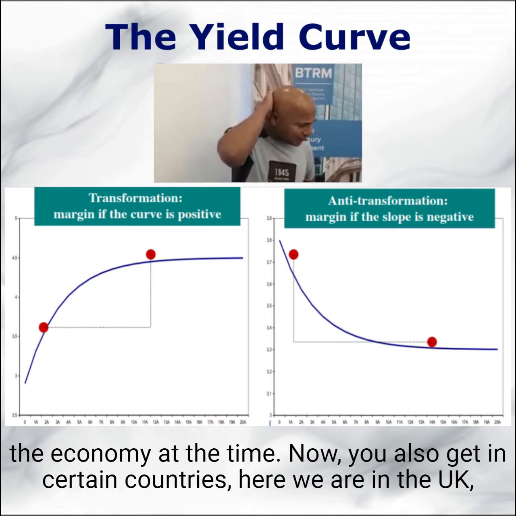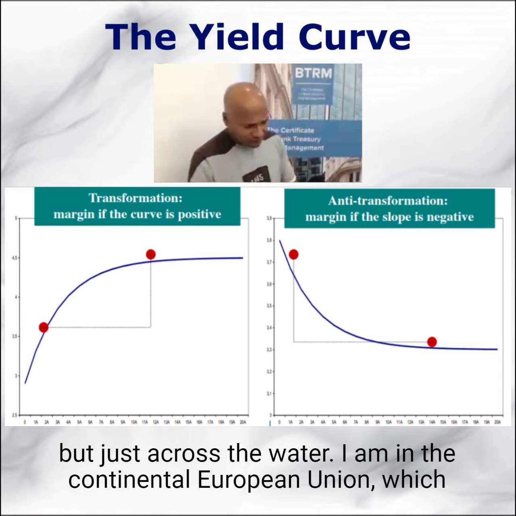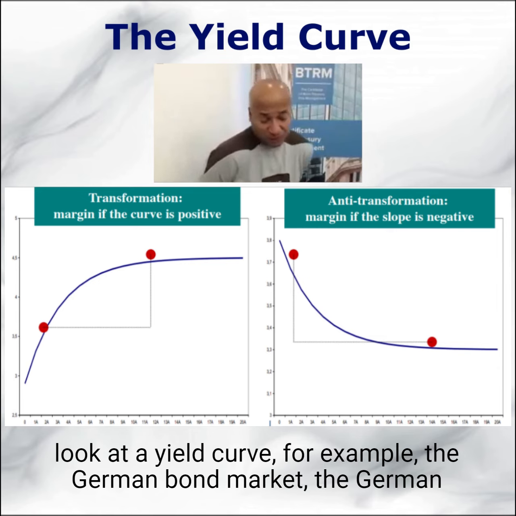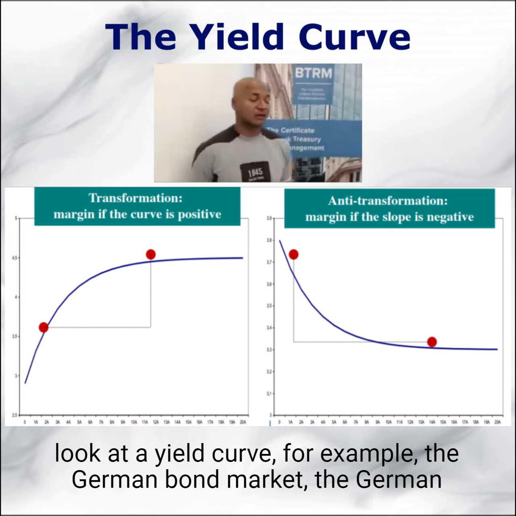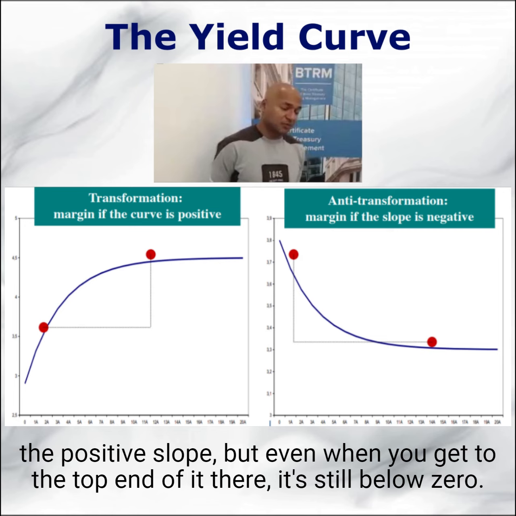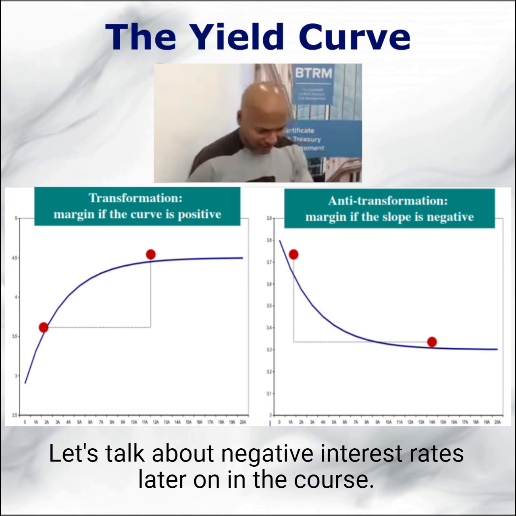Now, you also get in certain countries, here we are in the UK, but just across the water, I am in the continental European Union, which is the Eurozone, and they have negative interest rates right now. And if you look at a yield curve for example, the German bond market, the German government bond market, it will look like the curve on the left-hand side, the positive slope, but even when you get to the top end of it there, it's still below zero. So it's a positively sloping yield curve reflecting negative interest rates. Let's talk about negative interest rates later on in the course.